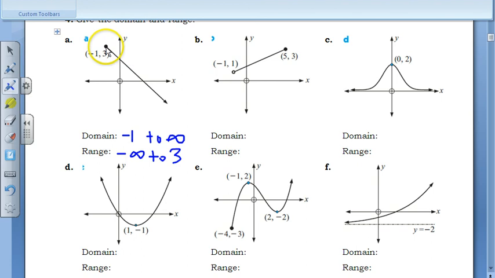Okay, so anytime you see a point, you can use the value of that point. Anytime you see an arrow, make sure you're using the infinity.